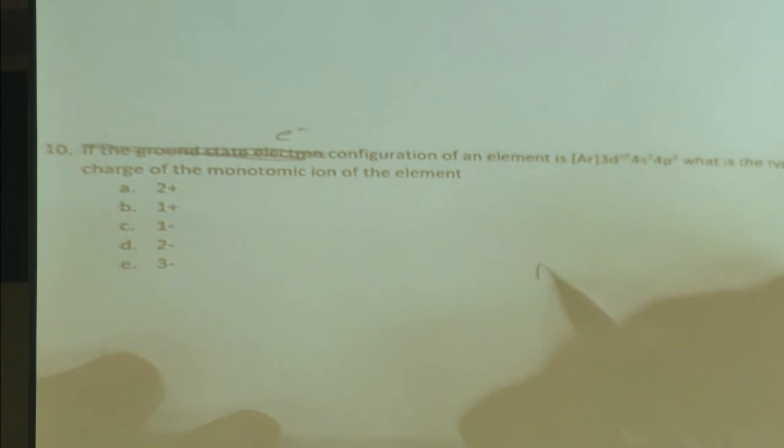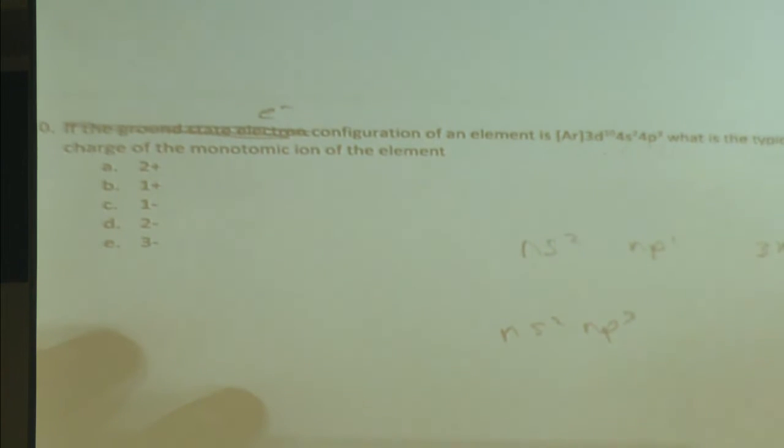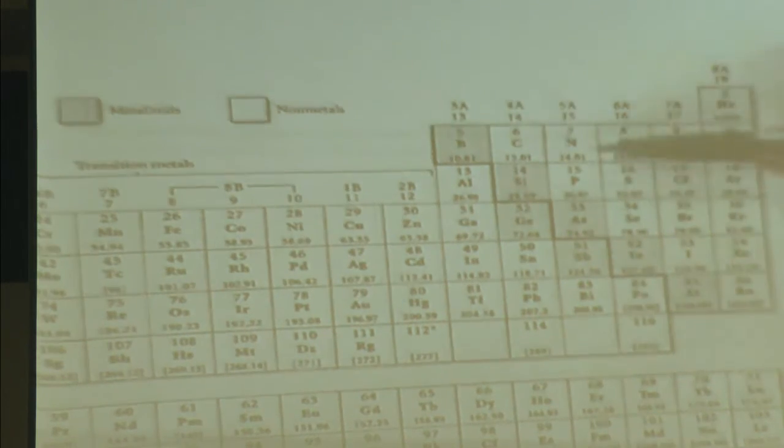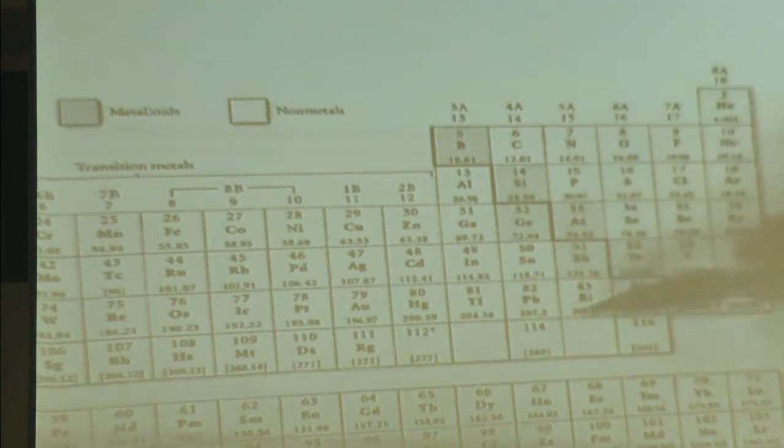So ns2, 4p3 would put us where? Just like we did the last one where ns2, np1 put us on 3a. So where will ns2, np3 put us? At 5a. You go to your periodic table. You go to 5a. What is the charge of everything in here? -3.